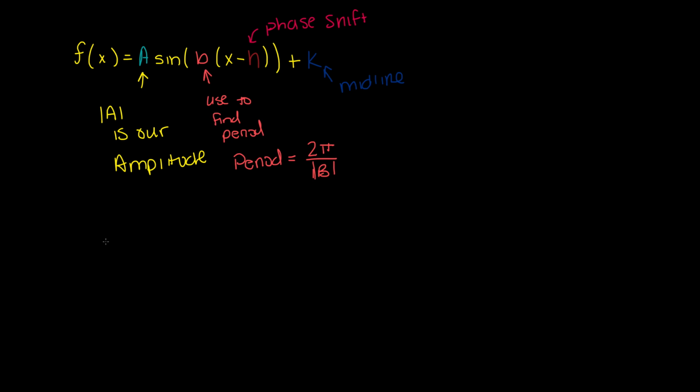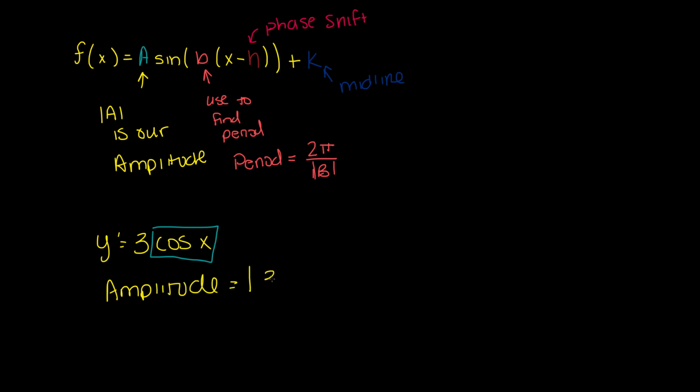So if I were to look at the function given to us, y equals 3 cosine of x, the only thing that I notice different from my parent function, so this right here is my parent function, is we're multiplying by 3, which means that my amplitude is going to be equal to the absolute value of 3, which is 3.